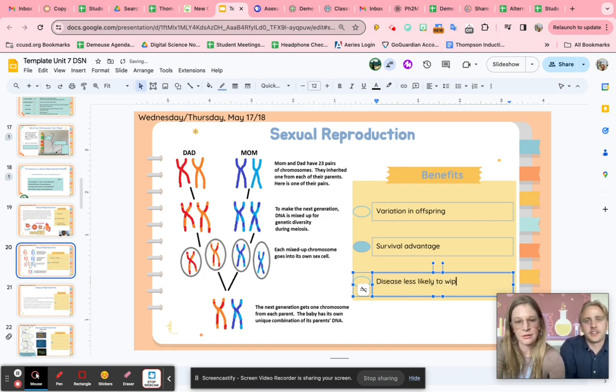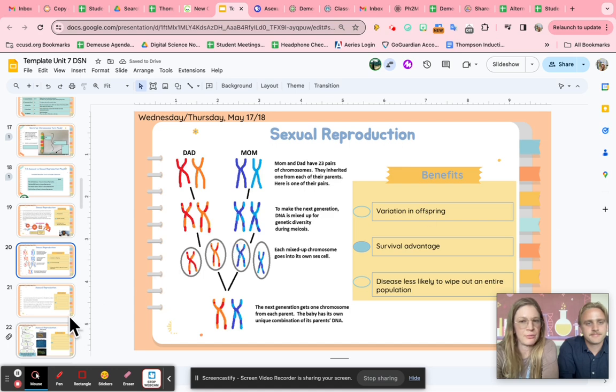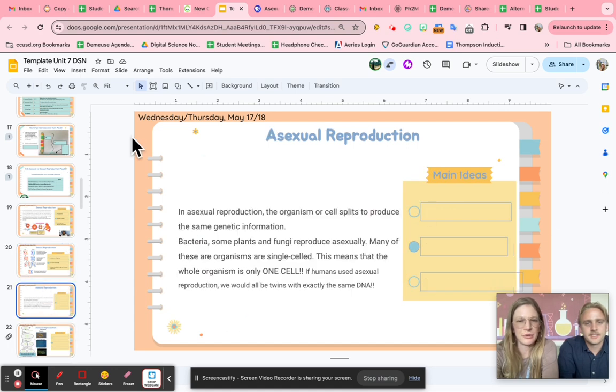Because of the variation in the offspring, some of the babies might be more able to withstand a disease. All right, moving on. Asexual reproduction.